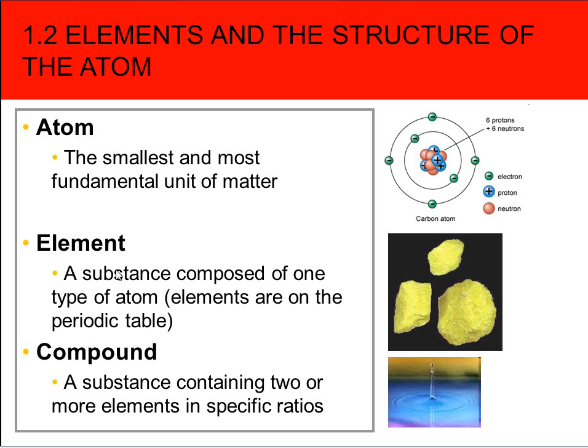And an element is a substance composed of one type of atom. So if we have pure gold, gold is an element. It's composed only of atoms of gold. A compound, on the other hand, is a substance containing two or more elements in specific ratios. For instance, water. Water's chemical formula is H2O, meaning it has two hydrogens and one oxygen for each water molecule. So it's a compound because it's composed of two or more elements.